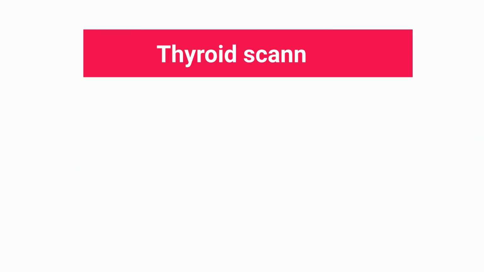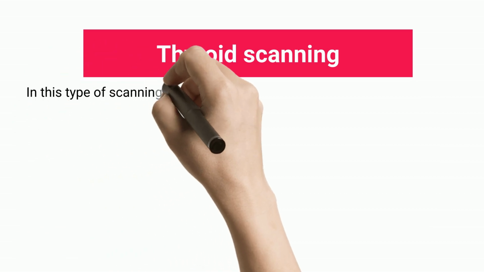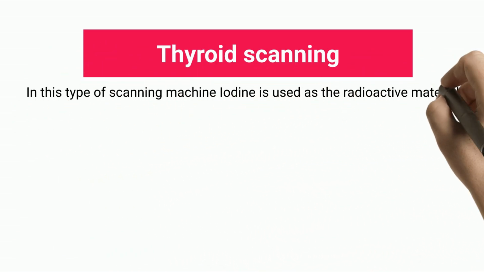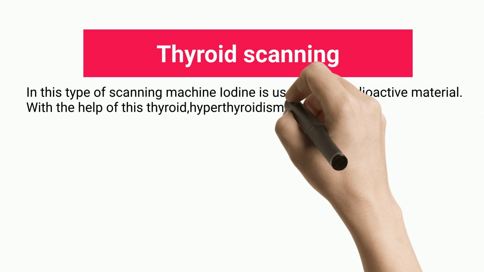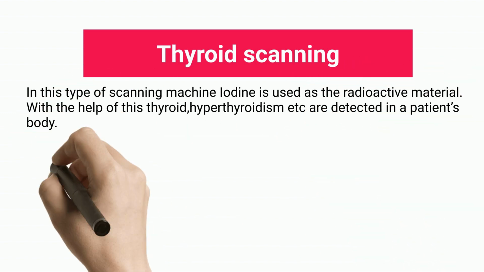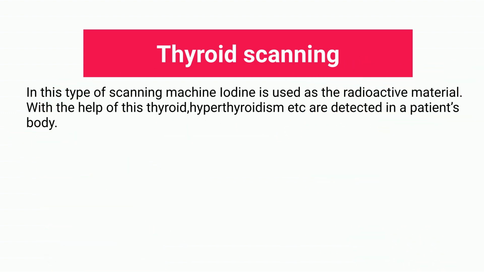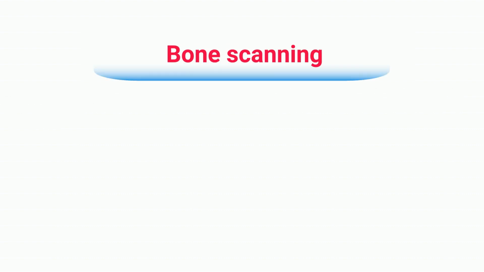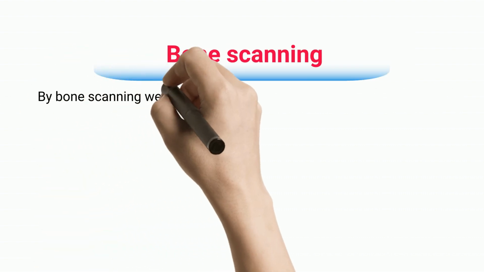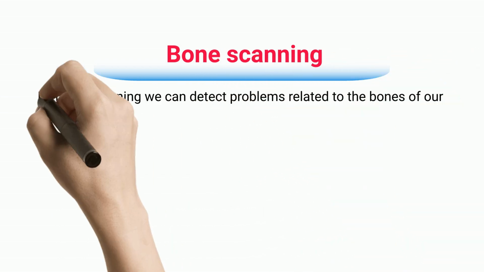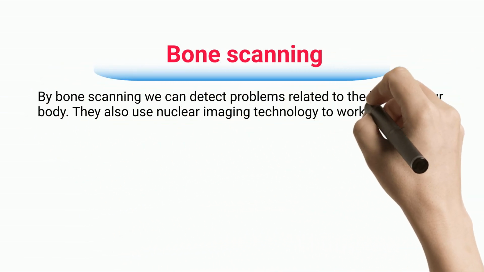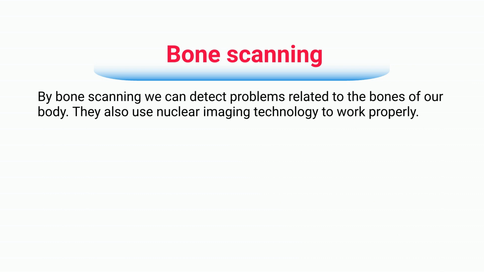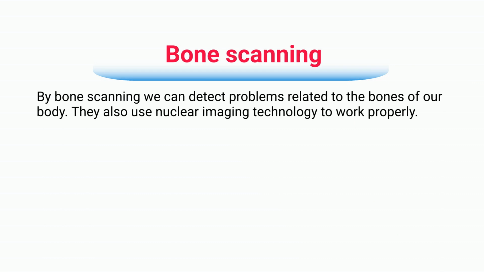Thyroid scanning. In this type of scanning machine, iodine is used as the radioactive material. With the help of this, thyroid, hyperthyroidism, etc. are detected in a patient's body. Bone scanning. By bone scanning we can detect problems related to the bones of our body. They also use nuclear imaging technology to work properly.